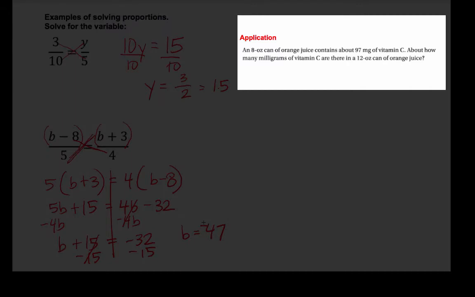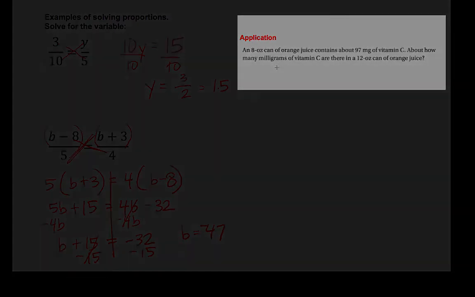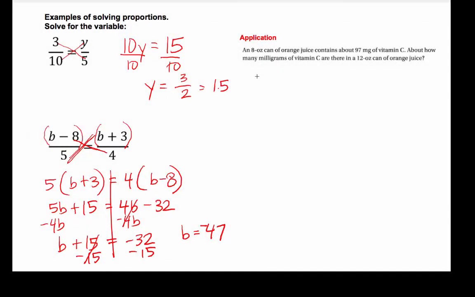Okay, here's an application of proportions. An 8-ounce can of orange juice contains about 97 milligrams of vitamin C. About how many milligrams of vitamin C are there in a 12-ounce can of orange juice? We have a ratio. We'll take our 8 ounces per 97 milligrams. We have a 12-ounce can, and we want to know how many milligrams vitamin C there are there. So I'll just call that X.